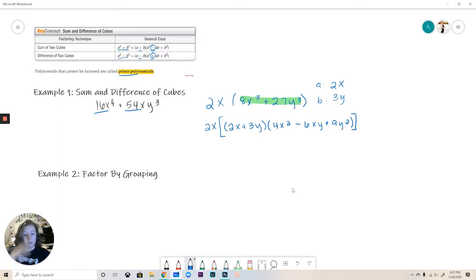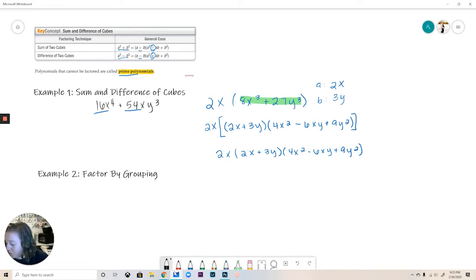All right. Looking at this, I'm going to go through. There's no more common factors. This one's kind of a mess. We can't factor that anymore. So we're done. This is our factored form of that equation. I could rewrite the whole thing like this with 2x on the outside. I could get rid of the brackets just to make it look a little cleaner. But either way, there is our fully factored form of 16x to the fourth plus 54xy to the third.